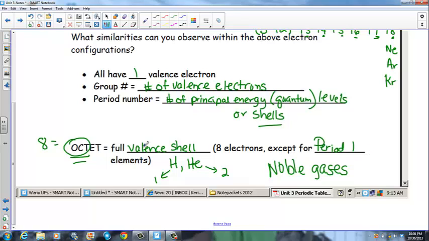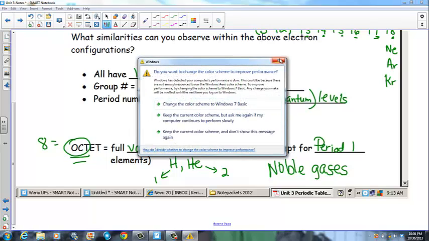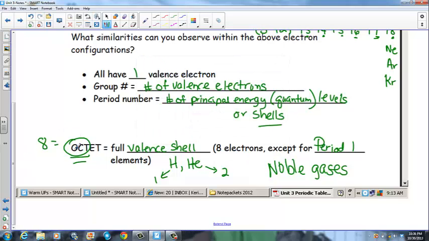So anything that has a full valence shell, meaning 8, okay, stable octet. So when it is a stable octet, these elements are non-reactive, basically antisocial. They don't like to mix with anything.